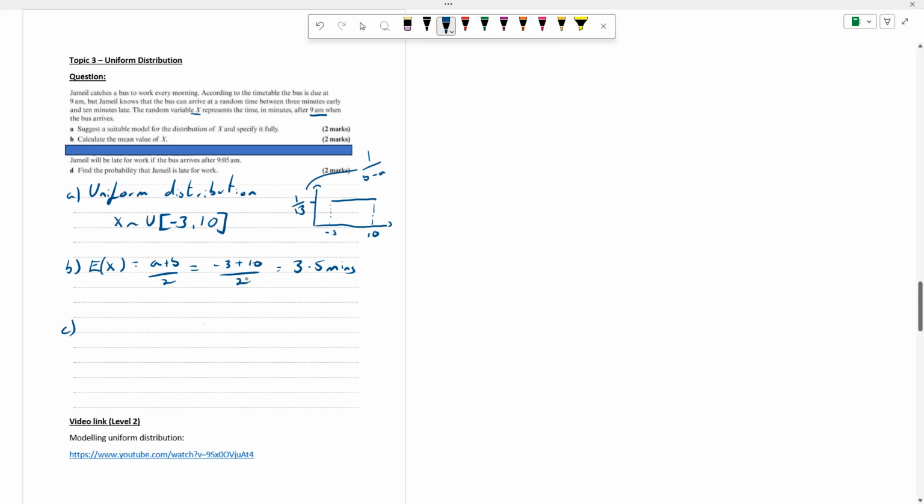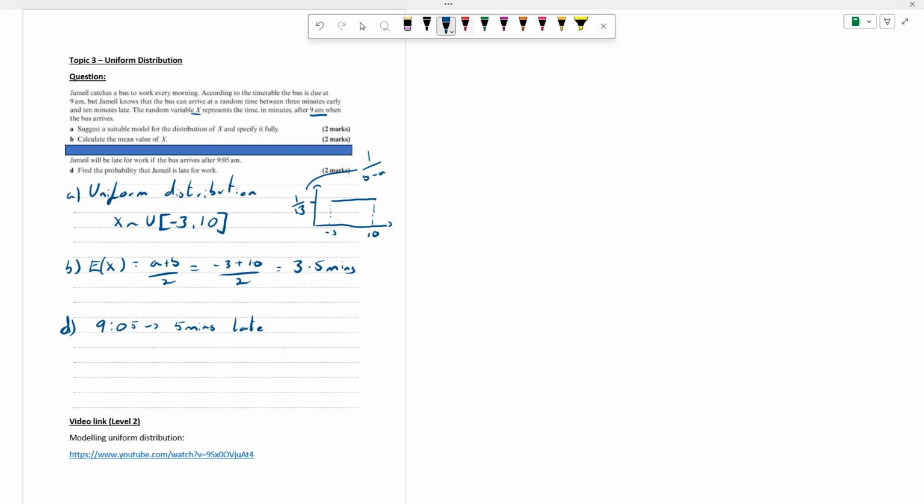Right, there is no part C. Sorry, go straight to part D. I skipped that one out. Jamil will be late for work if the bus arrives after 9:05. Find the probability that Jamil is late for work. So if it arrives after 9:05, if I look at 9:05 exactly, that is 5 minutes late. So if it arrives any time after that, that's 9:05 up to the top period.